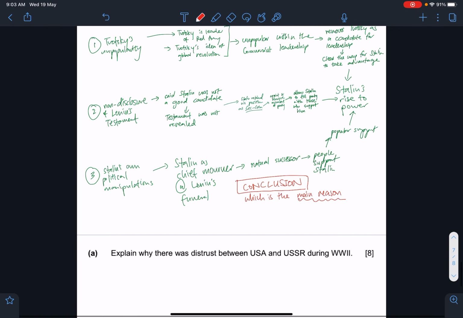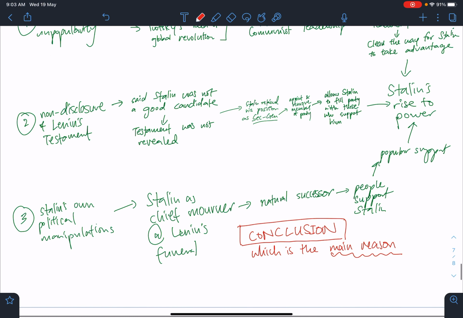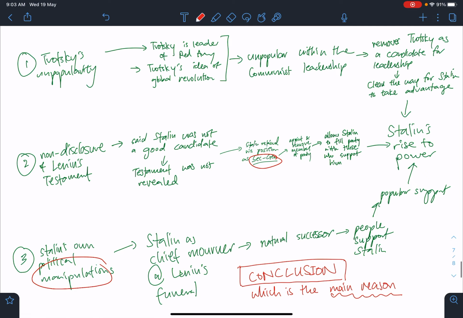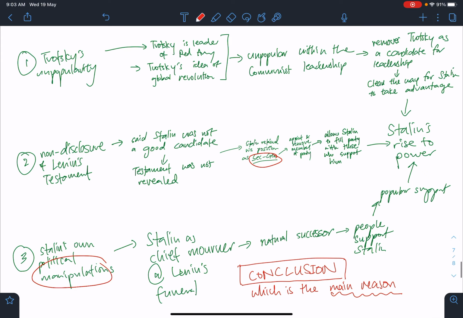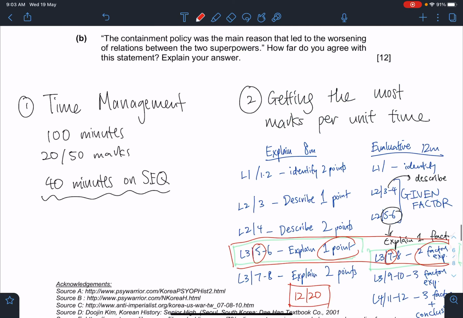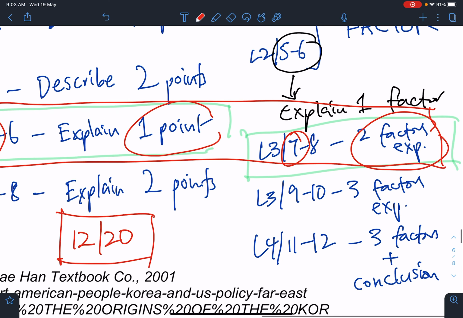Most likely you will talk about either the non-disclosure because he's the Secretary General, or you can talk about his political manipulations because that's how he was able to come to power. So that's what I would suggest to use as the conclusion. But remember, there is no point doing a conclusion if you haven't done your three factors first. So focus on getting two factors done. All right.